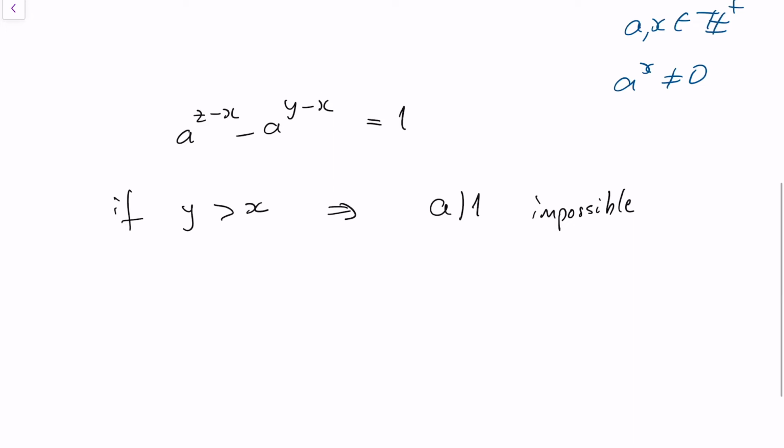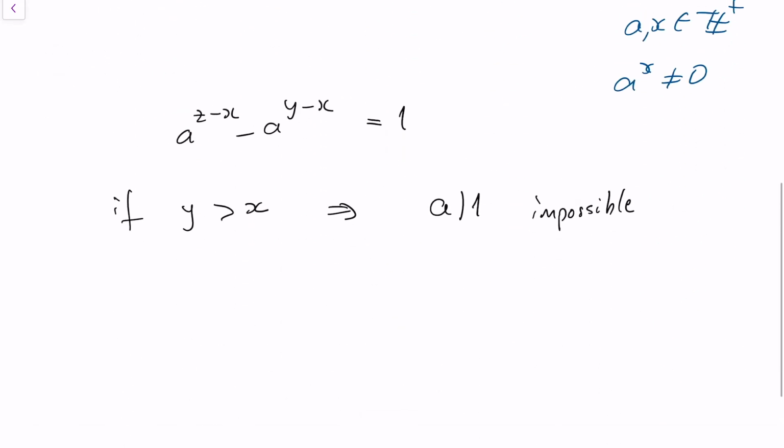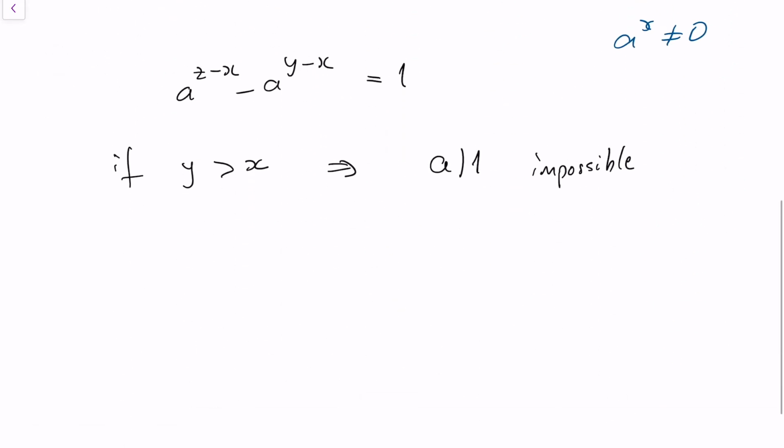If you go back to the given equation, clearly a cannot be 1, because if a is 1, you have 1 to the x plus 1 to the y is equal to 1 to the z, but whatever x, y, z are, we have 2 is equal to 1, yeah? So a cannot be 1, and therefore the claim that a divides 1 is literally impossible, right? So a cannot be 1.